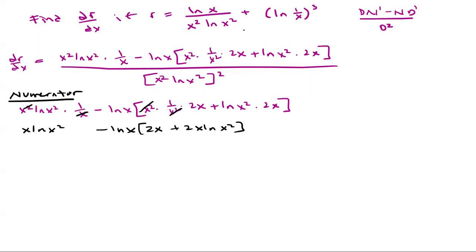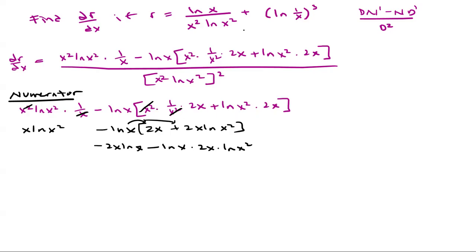Okay, and then I'm going to distribute this ln of x to each term. So that gives us ln of x times 2x, but I'm going to put the 2x in the front. Then plus, I'm sorry, that's going to be a minus, right? So minus ln of x times the 2x times ln of x squared.